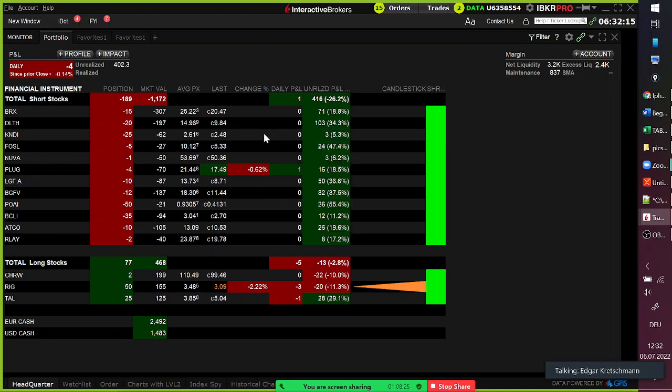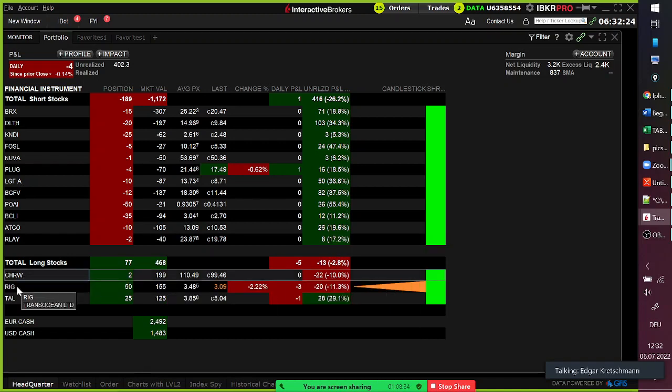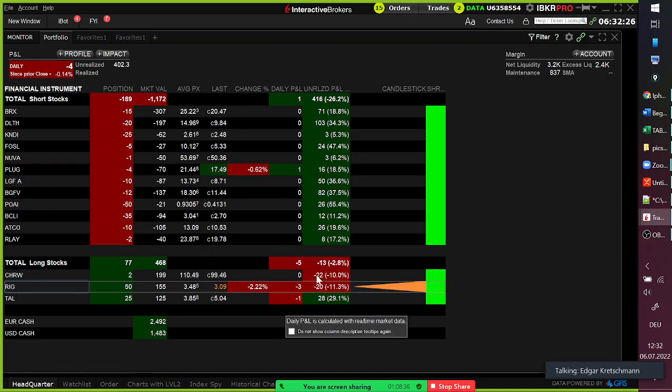So that's really not bad, but not every position works out. A lot of positions don't work out. Like this one, CHRV and RIG. I'm losing $22 on this one and 22. But I said my max loss is $30, and then it will stop out.